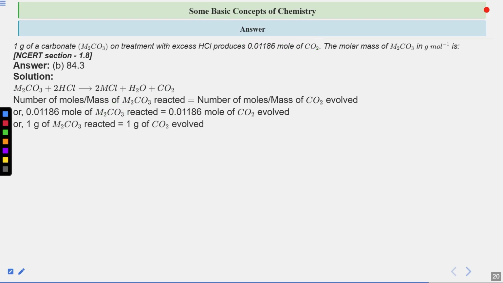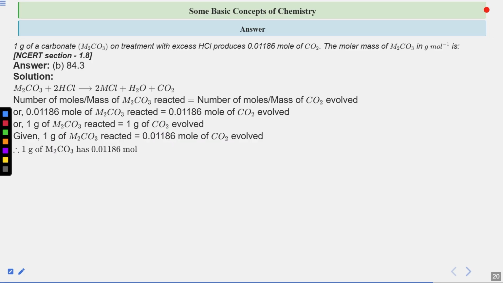One thing we can also say is that if 1 gram of carbonate reacts, then it will give 1 gram of carbon dioxide. But in the question it is given that 1 gram of the metal carbonate gives 0.01186 moles of carbon dioxide. It means that 1 gram of the metal carbonate has 0.01186 moles. We can say it from these three equations. Just try to analyze these three, and you will get the last equation.